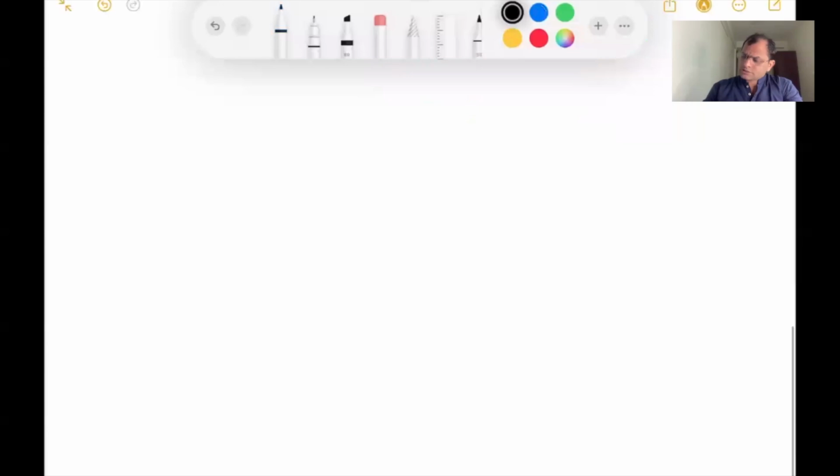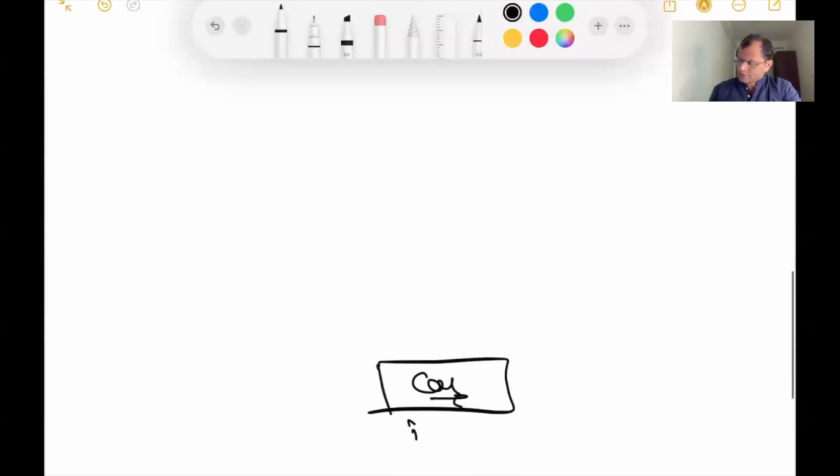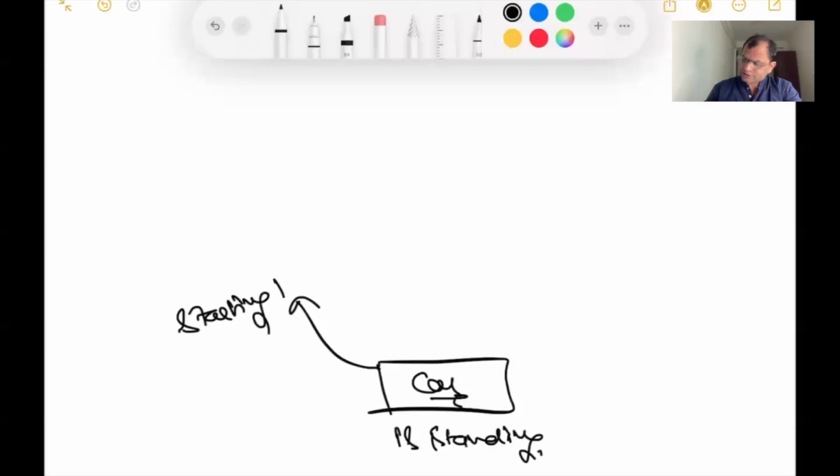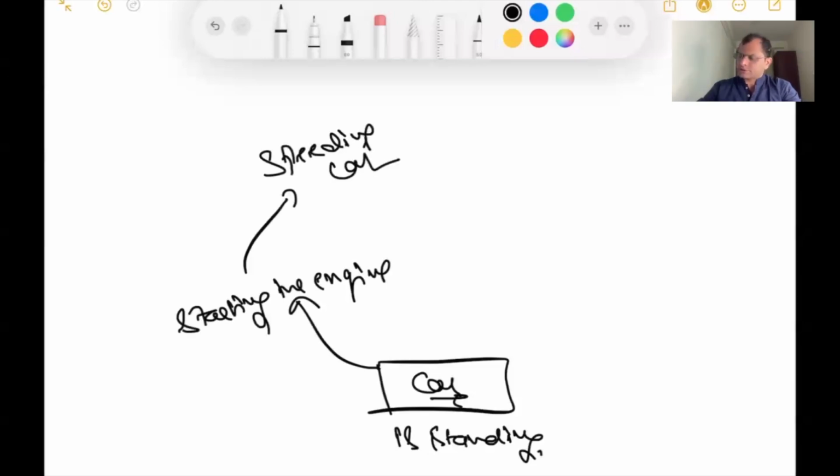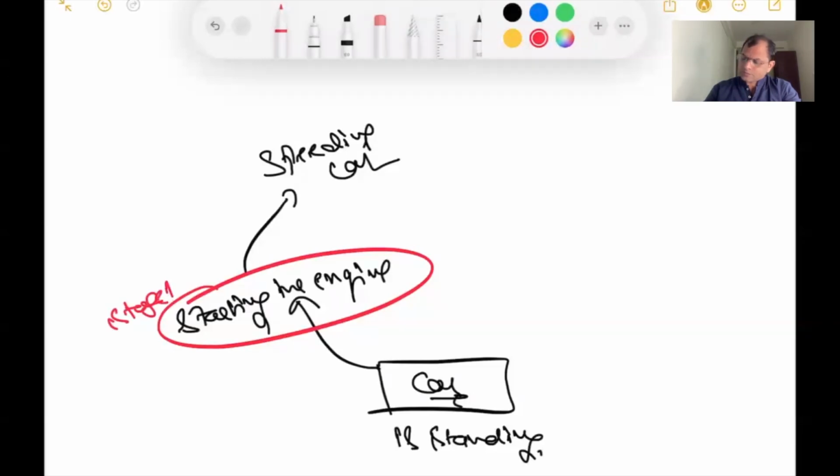In other words, I will give you one more example for clear understanding. So this is our car in the garage. Okay, this car is standing. Then we are starting the car. First we are starting the engine. So first we started the car. This is stage number 1. Then we are speeding up the car. This is stage number 2.